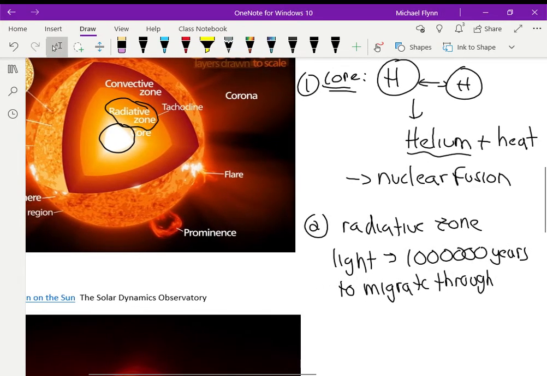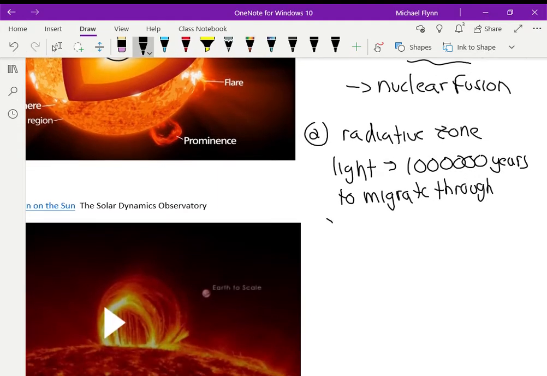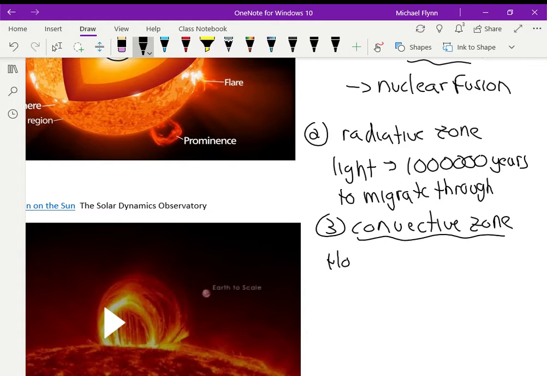All right, now moving on. After the radiative zone is the convective zone. Okay? So that's this zone right here. So that's zone number three. Now, convection, like I was telling the students today, in the convective zone, what's happening is hot gas rises because it's less dense.